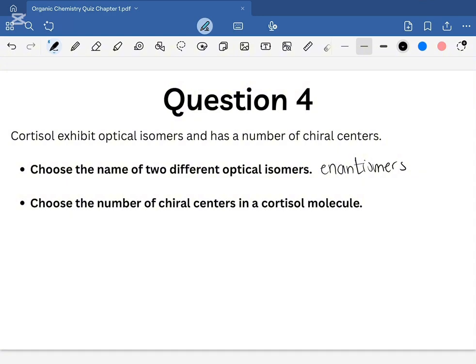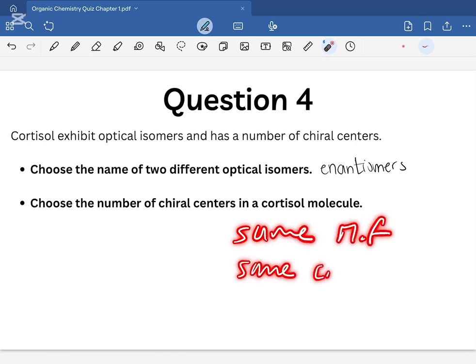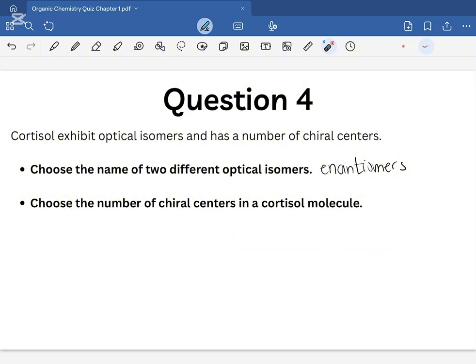And optical isomers are molecules that have the same molecular formula, and they have the same connectivity of atoms. However, they are non-superimposable images of each other.